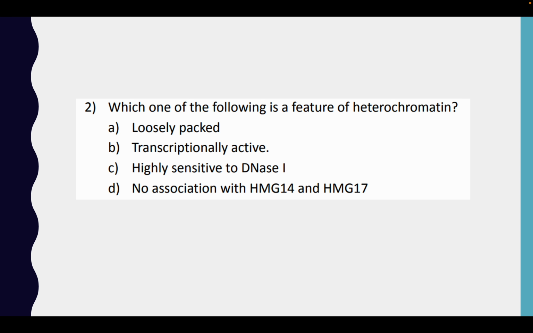No association with HMG 14 and 17. Because all these three options are correct for euchromatin. Okay. They are loosely packed, they are transcriptionally active, highly sensitive to DNase 1. And heterochromatin is tightly packed, transcriptionally inactive, and also not very sensitive to DNase 1. And it also has no association with HMG 14 and 17, as they are linked to the nucleosome and linker DNA of euchromatin. Okay, so option D.